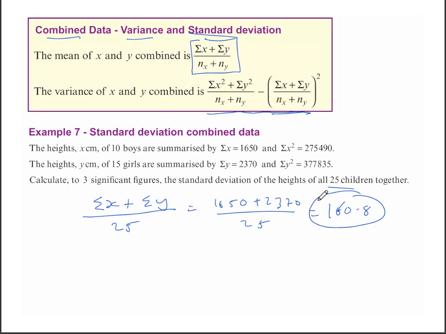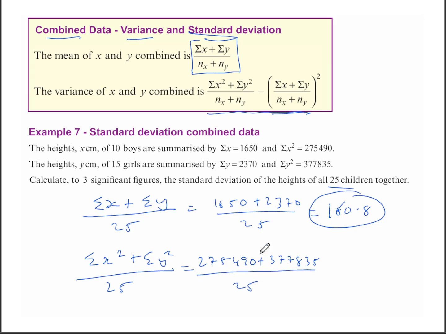Then you also want to find the mean of the squares of the heights. For that, we do sum of x squared plus the sum of y squared divided by the total number of children that are there, which is 25, which gives us 275490 plus 377835, all of them divided by 25. This ends up giving us 26133.